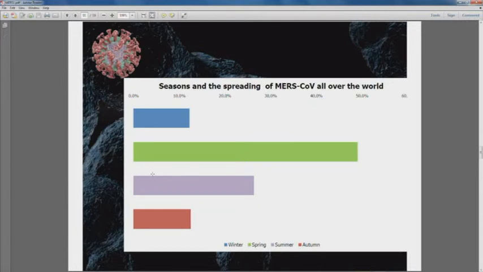The cases were correlated with the seasons, during spring. It shows here that the spring season was found to be significantly correlated with the spreading of MERS corona, and the majority of the cases were 49%. Approximately half of the cases were distributed during spring.